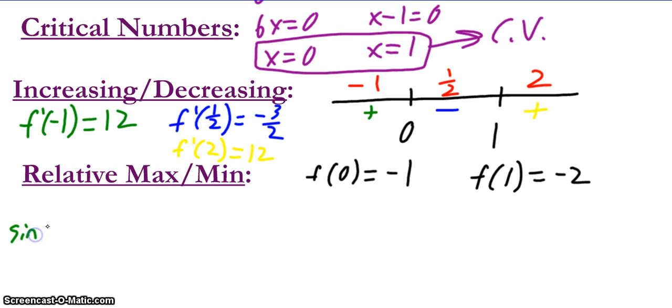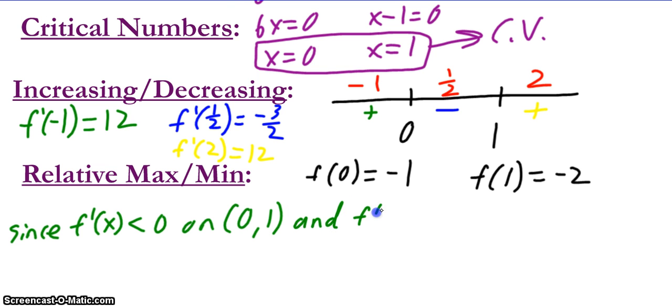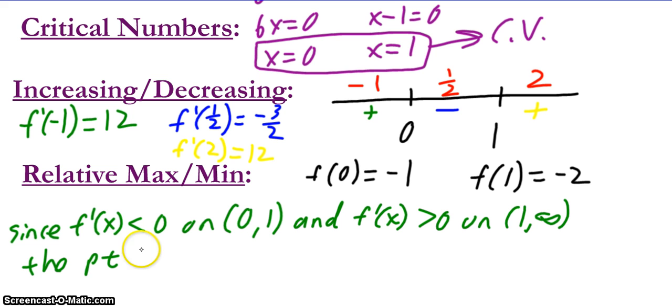So since f prime of x is less than 0 on 0 to 1, and f prime of x is greater than 0 on 1 to infinity, the point 1, negative 2 is a relative min.